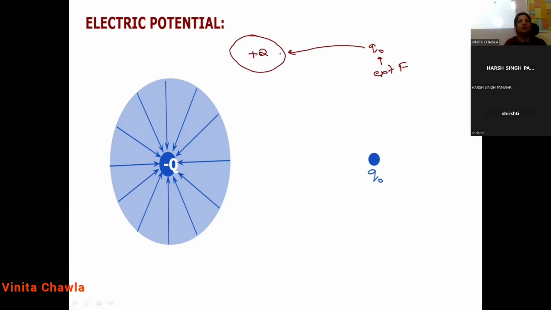ठीक है, उसको ये source charge repel कर रहा है. So there is an electrostatic force acting on the test charge by the source charge. So there are two kinds of forces you can see. One is external force, and second is electrostatic force. This external force is in the direction of displacement, right? This external force is in the direction of displacement, while this electrostatic force is opposite to the direction of displacement, right?